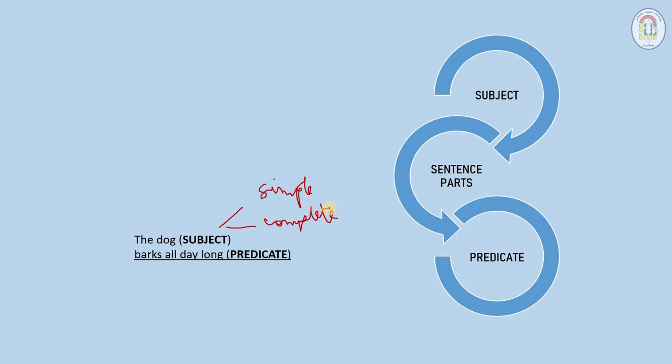For example, the dog, it is simple. I say the dog that I put, or the dog of my neighbor, the dog which is over there, or the dog of John, or something like that. So this is complete. The longer it is, the more it is considered a complete subject. Barks all day long, of course, is an addition to the main subject.